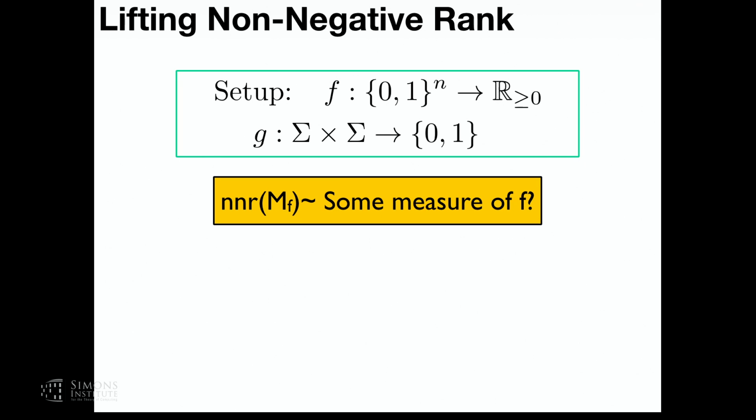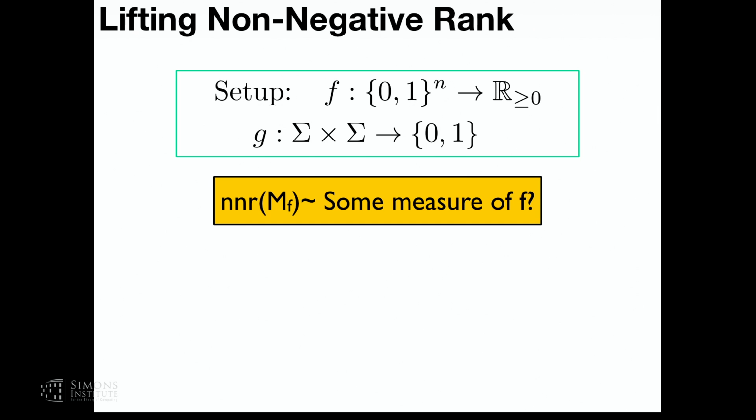But for this work and for the application that we're interested in, we need to understand the non-negative rank of this lifted matrix MF, of the pattern matrix MF. So here's the setup again. We have our outer function f, which takes non-negative values. We have our gadget g, which combines two symbols and produces a bit. And from that, we can define our lifted function, lifted matrix.